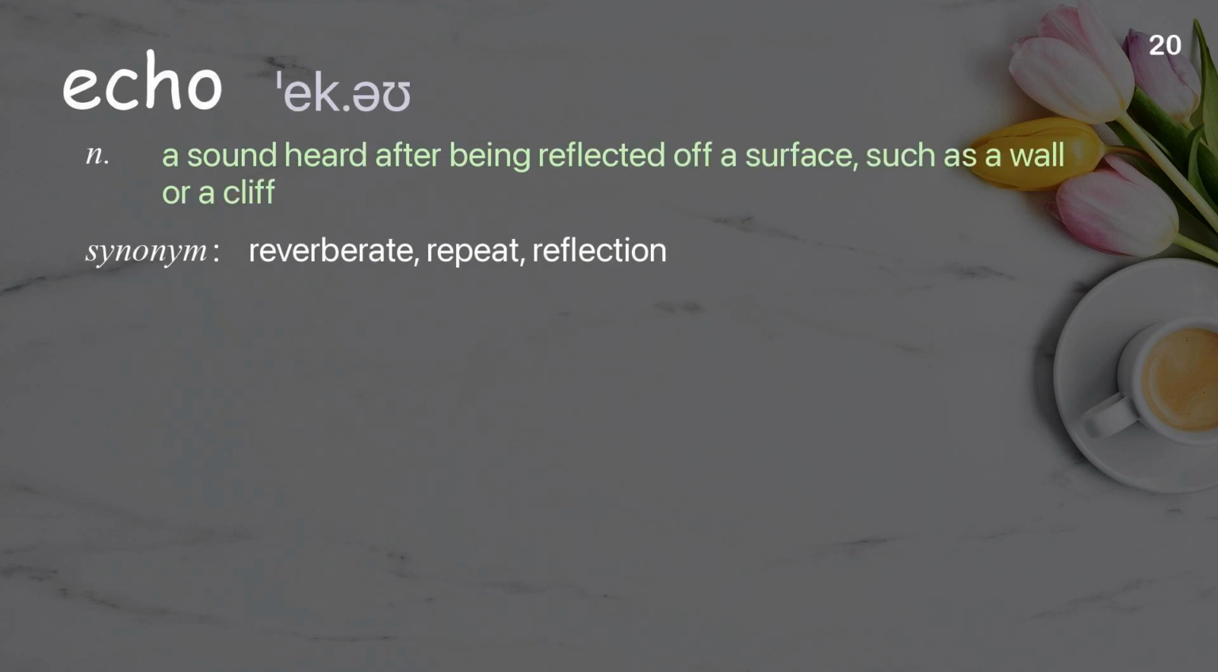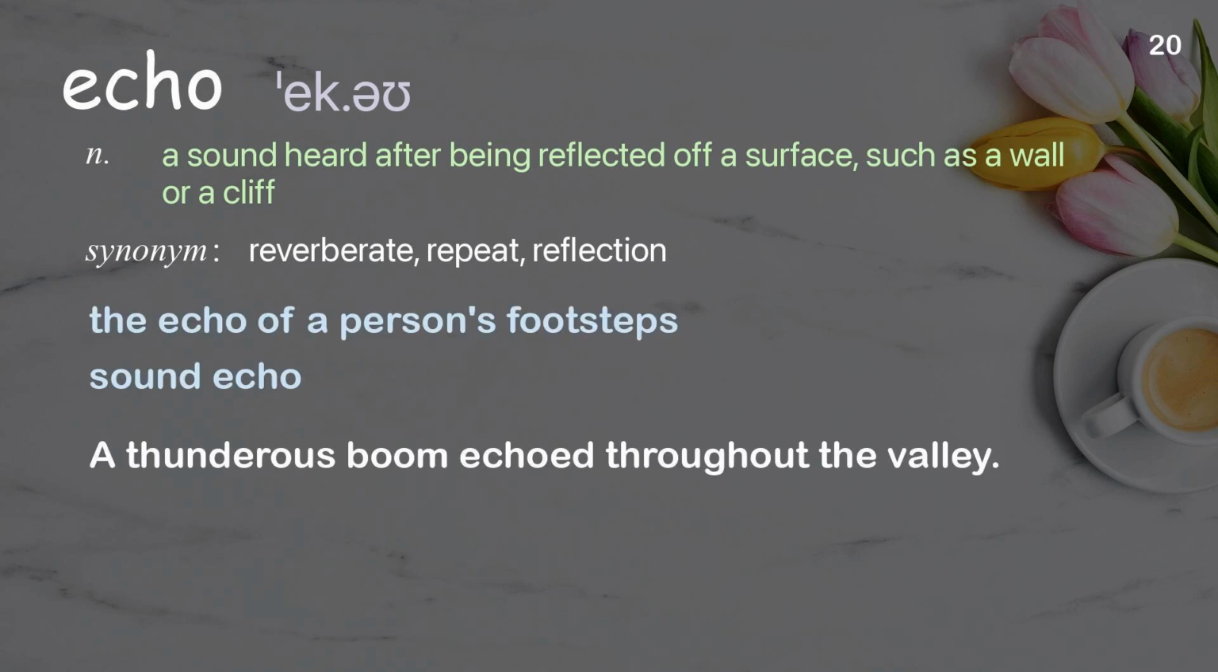Echo. A sound heard after being reflected off a surface, such as a wall or a cliff. Examples: The echo of a person's footsteps. Sound echo. A thunderous boom echoed throughout the valley.